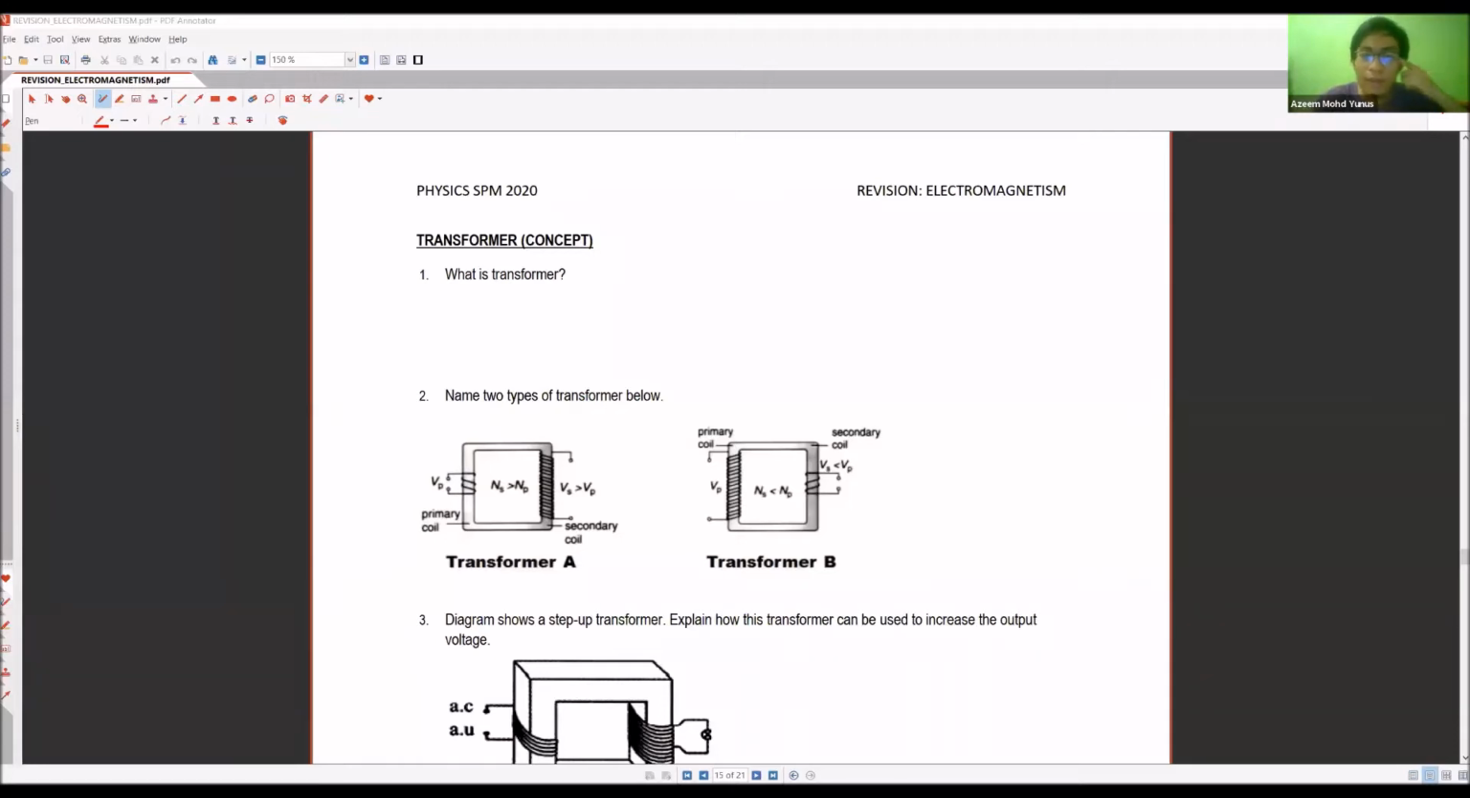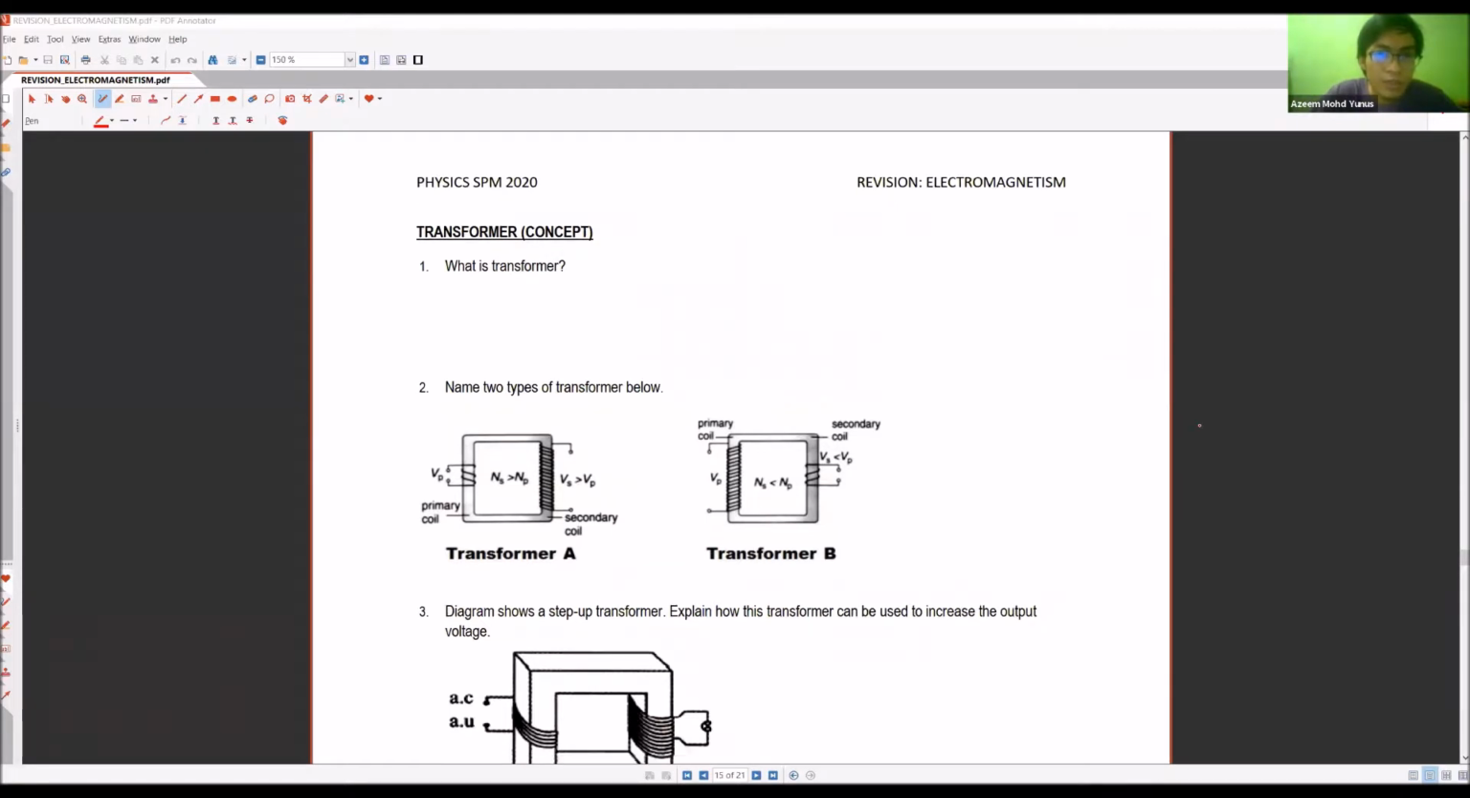So we're going to start with our revision. We're still continuing on the topic of electromagnetism, but today we're going to cover the last subtopic, which is regarding the transformer and the use of transformer in the transmission of electricity. So let's review what is the transformer.